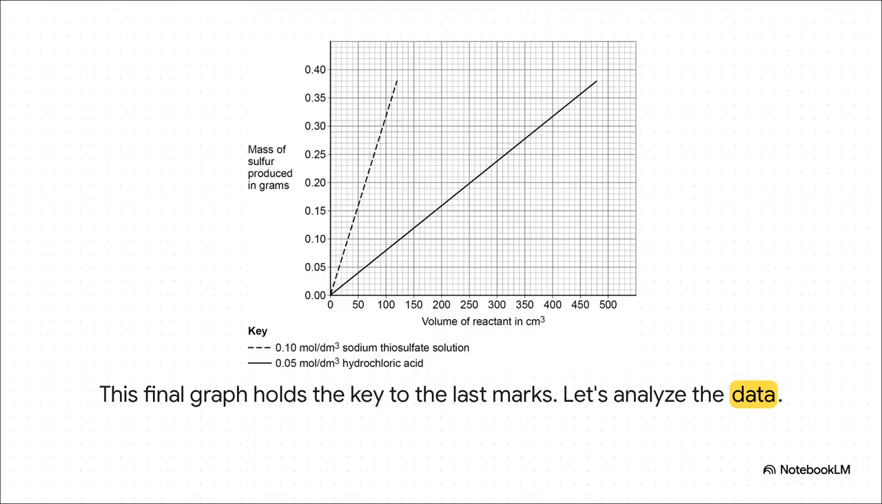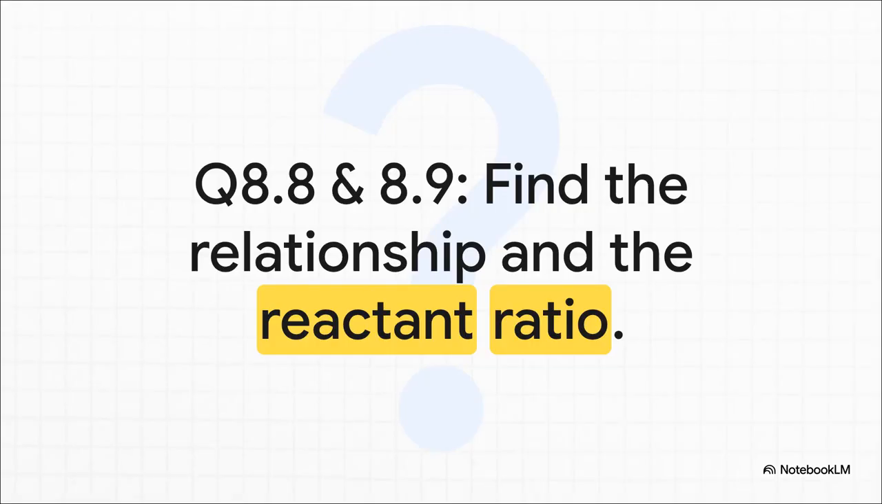This last graph shows us how much of each reactant you need to make a certain amount of sulfur. Just take a second to look at the axes and the 2 different lines. The key to cracking this is just careful reading. The last 2 questions are tied together. First, what's the mathematical pattern you see with those straight lines going through the origin? And second, can we use this graph to work out the reacting volume ratio for our 2 solutions?